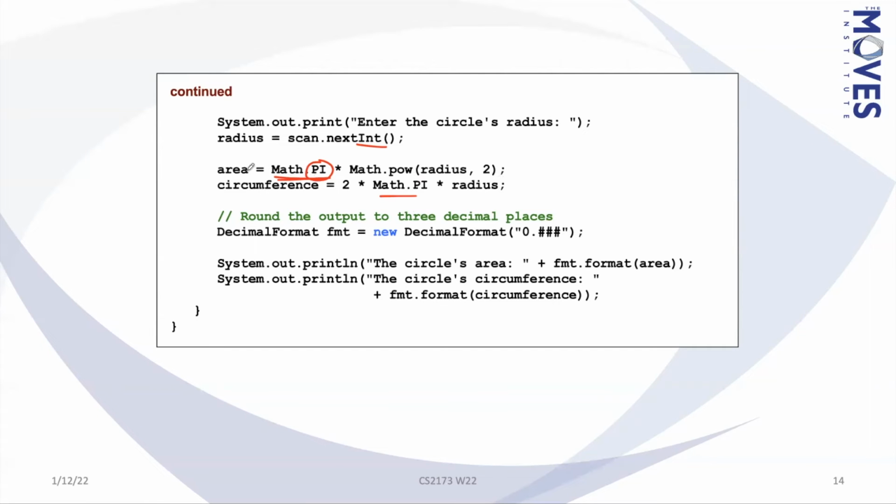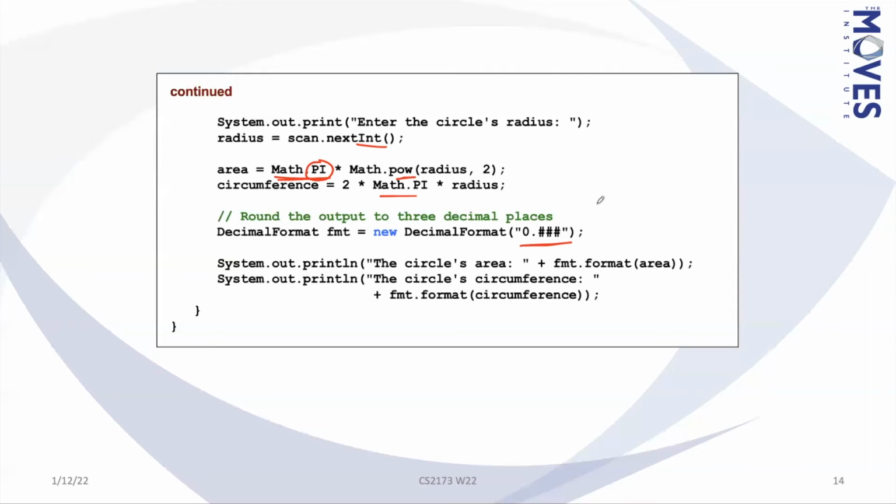Okay, so we enter the radius, the area is the radius, and here we're using the exponentiation to take the square of that, and the circumference is twice pi times the radius. All right, so here's where the decimal format comes in. So here are the little hash signs, and then what the 0 does is the 0 says, make sure that you actually put something there.